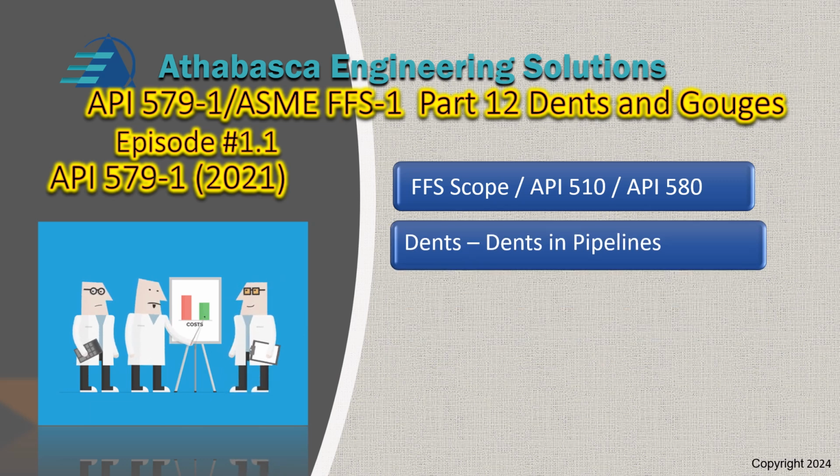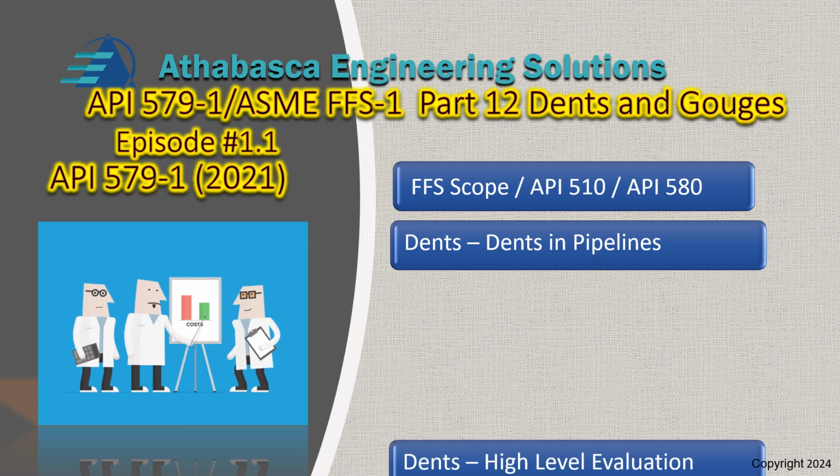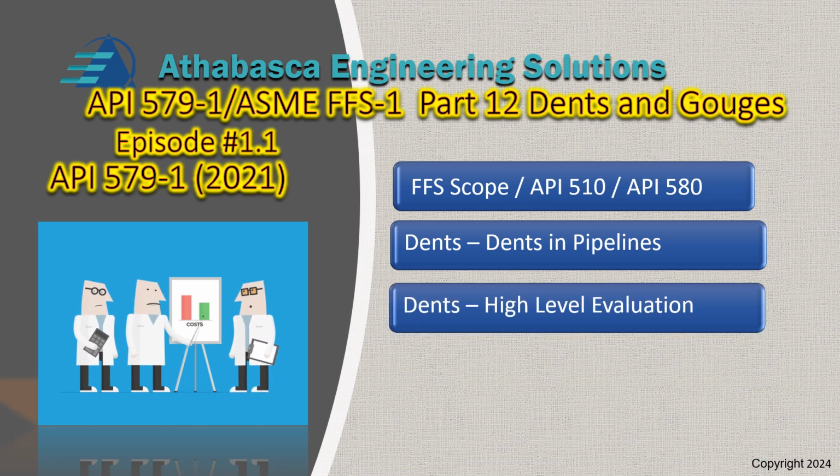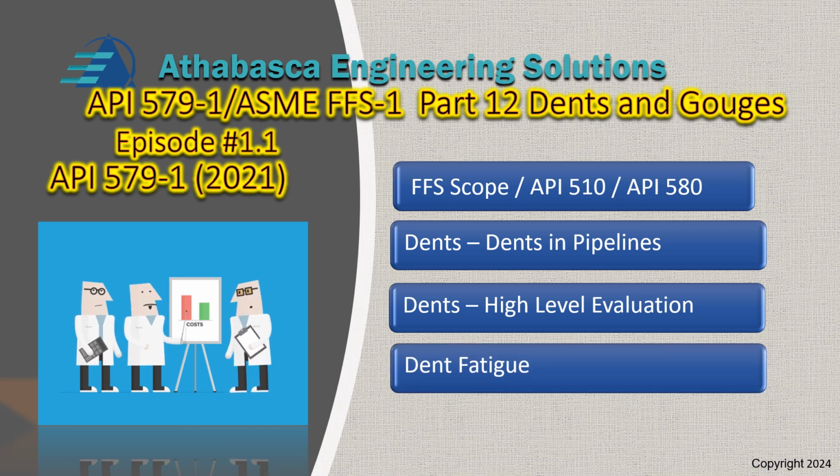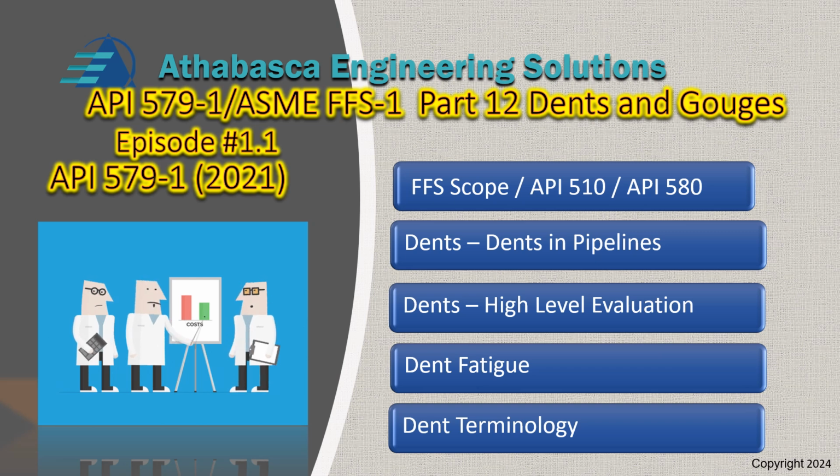I'm going to deviate and look at dents, in particular dents in pipelines, because there's a lot of good information, and the majority of dents that we come across are in pipelines. So we're going to look at the procedure for doing a high level evaluation for pipelines, and we're going to look at dent fatigue, and then some dent terminology in the API 579. So stay tuned. We'll get right to it.